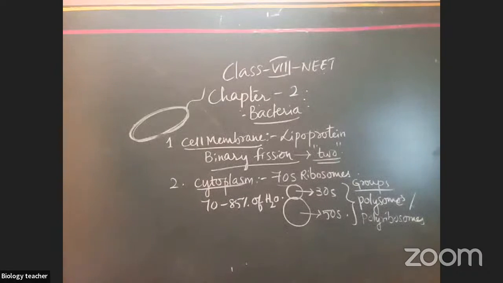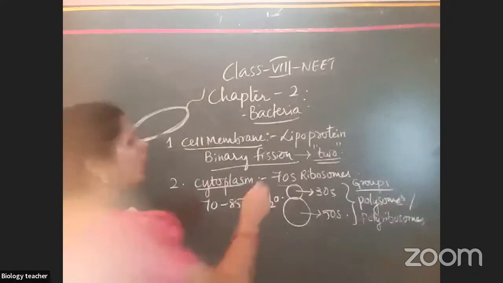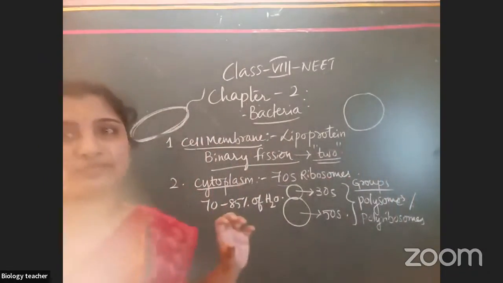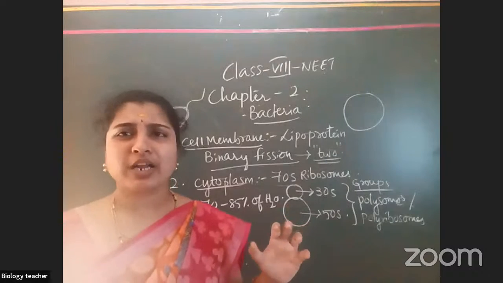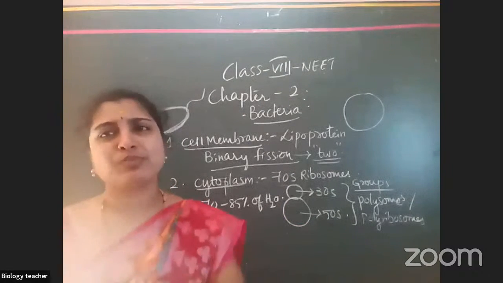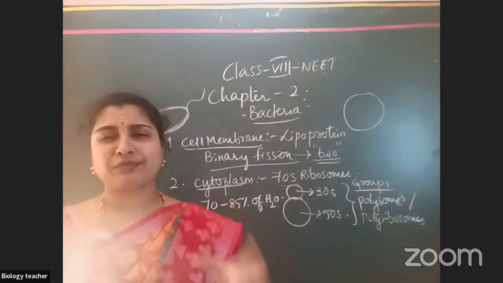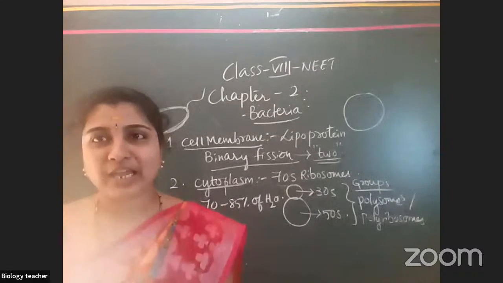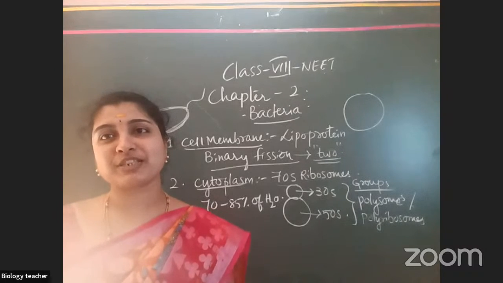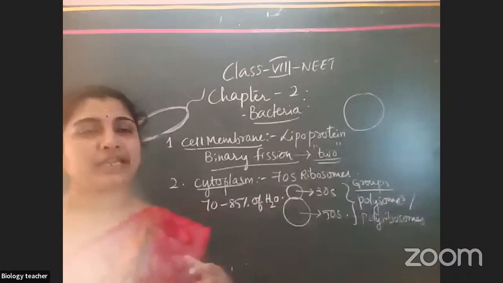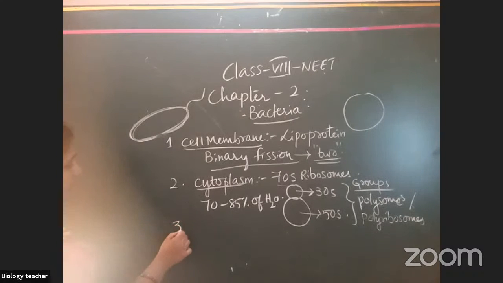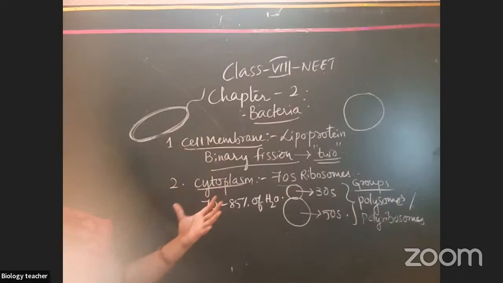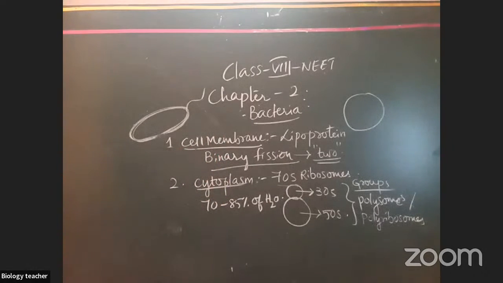Next one, nucleus. Generally, you all know, if we draw a typical cell, what are present: cell membrane, cytoplasm, nucleus. We studied the cell membrane, and after that we studied the cytoplasm. In the cytoplasm, what is present? Nucleus. But in bacteria, what is present? So let us write down these two points here, then we will go with the third point. Write down in your notes.